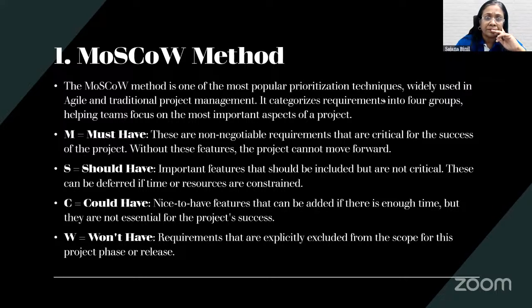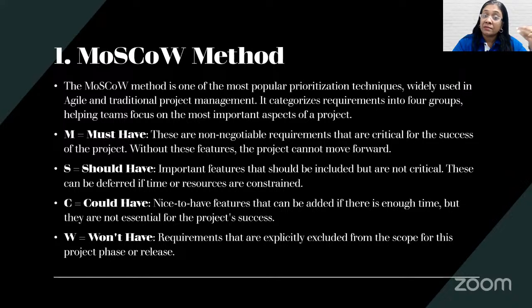It's very popular. Now, this kind of prioritization technique, which is very simple, can be used either in agile or waterfall method. So it's not confined to any particular methodology, but it simply says, as the abbreviation goes, must have features, should have features, could have features, and won't have features. So must have naturally is the mandatory features that we are talking about, non-negotiable requirements, without which the project cannot move forward.